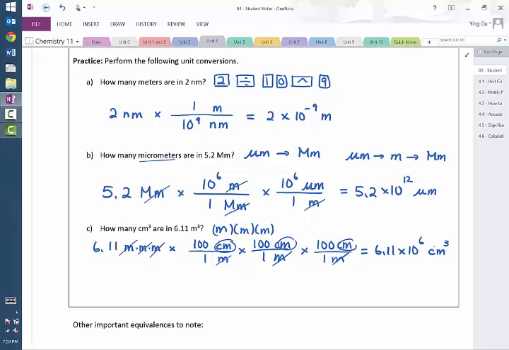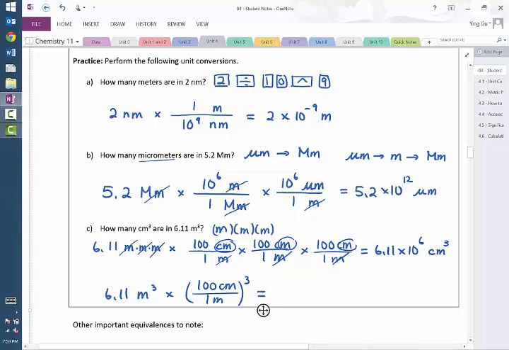The nice and elegant way of writing this out, instead of doing this conversion factor 3 times, is to do the following. 6.11 meters cubed times 100 centimeters per 1 meter, all cubed. And when you punch this into your calculator, you will type in 6.11 times 100 cubed. Do not forget the cube. And you will get the exact same answer as before.